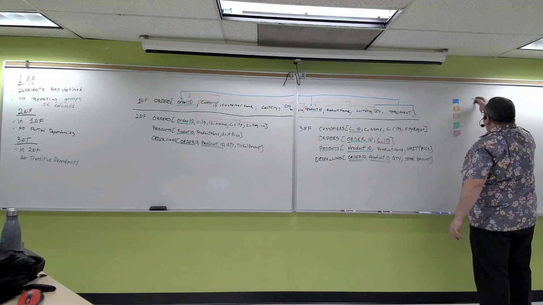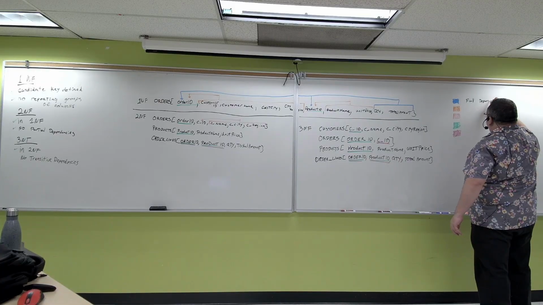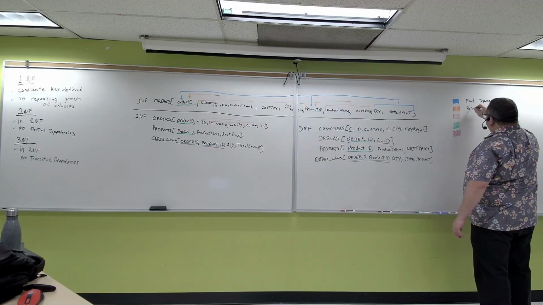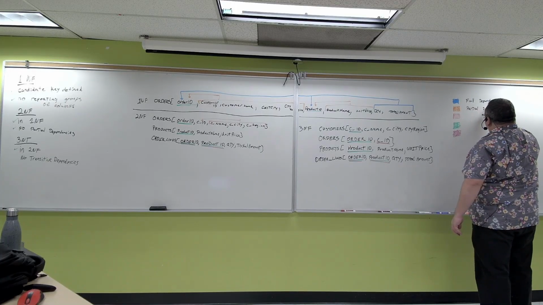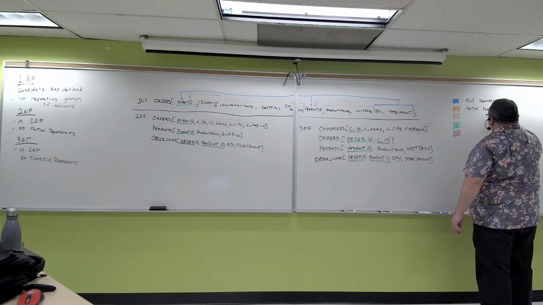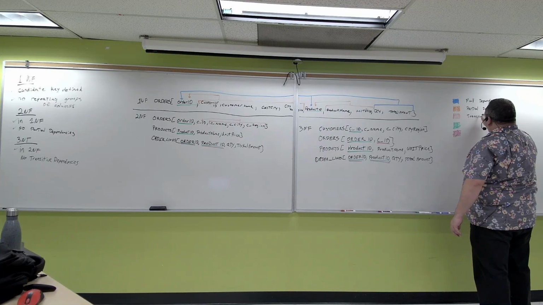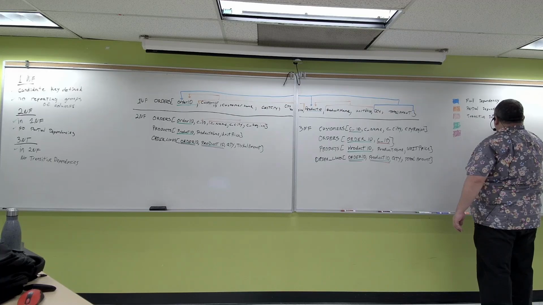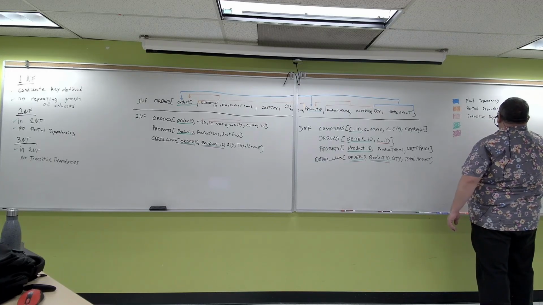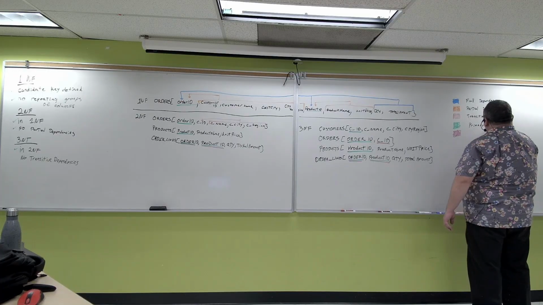Okay, so we got full dependency. I used good handwriting for this one. Partial dependency. Transitive. Okay, let's spell right. That's our primary key.